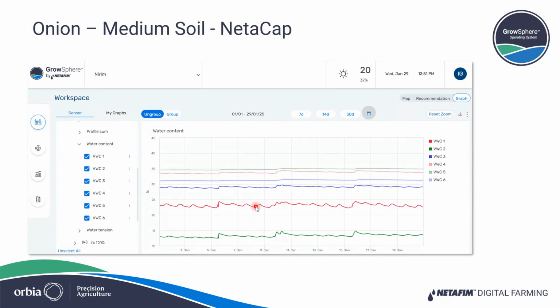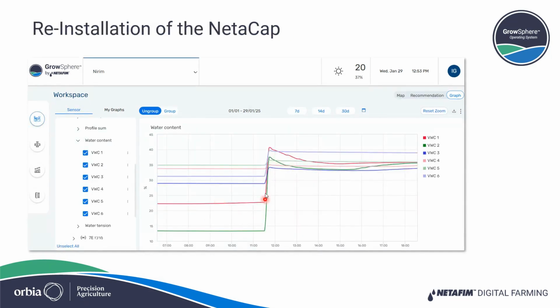But here I'm saying again, I saw that it doesn't give me the absolute values I was expecting. So I reinstalled this sensor. And all of a sudden, all the values rose. So now I know that these are the values that I would expect to have, and I know that the installation is good. When you install a long sensor like the NetaCap, we cannot tell what's happening in the depth. So the installation is very critical.